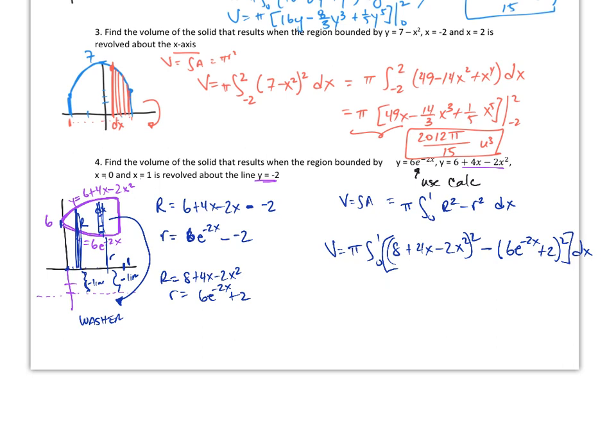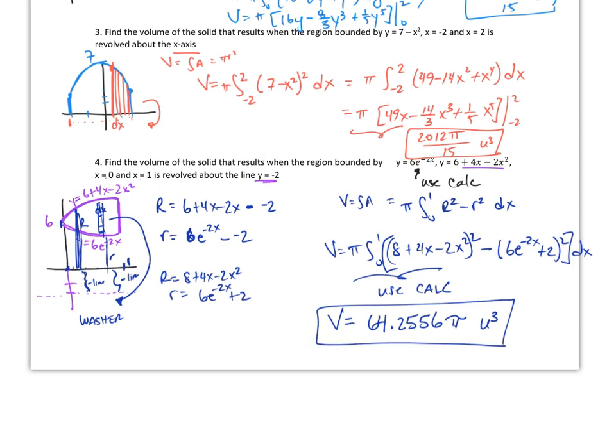All right, so now I'm going to tell you at this point, we're going to go ahead and use our calculator to help us with this, and you will get the volume being 64.2556 pi cubic units. All right, let's move on to the next page.